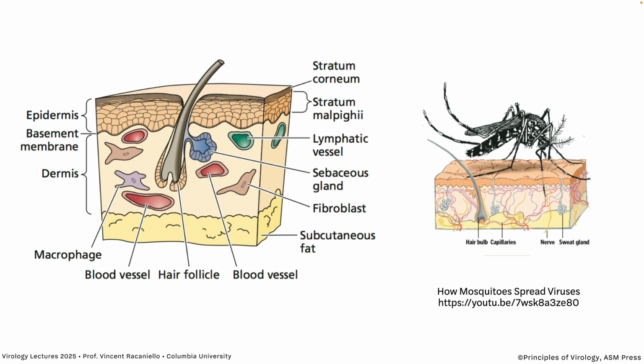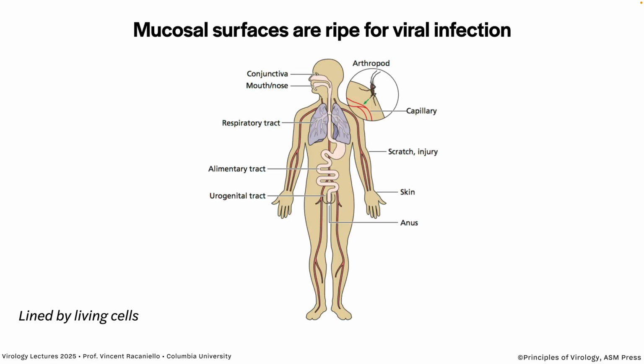That's how viruses are transmitted by mosquitoes. But there's, of course, also dog bites, and needle sticks and scratches can all deposit virus through the skin. All right, so that's the skin. Pretty straightforward.